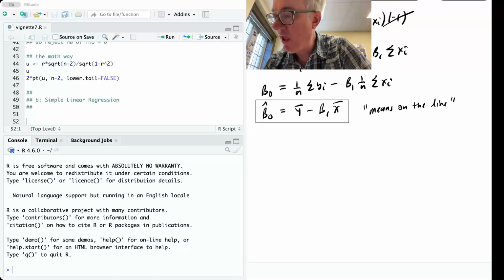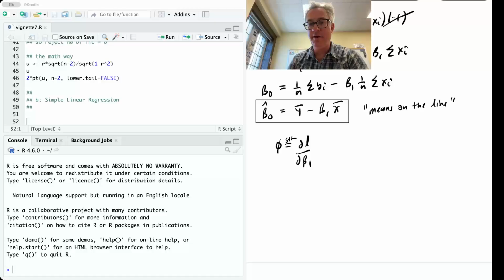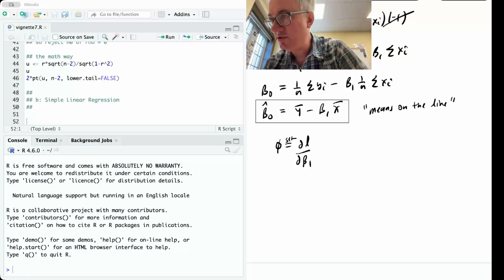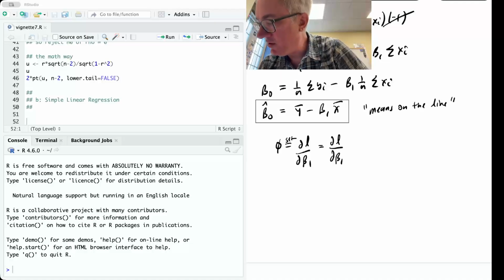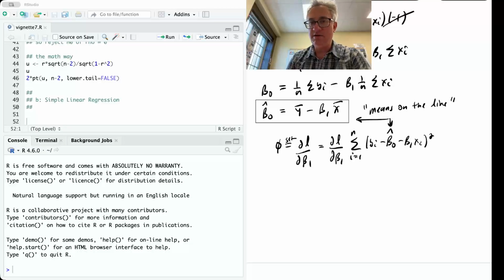So again, same game here. I'm going to set the derivative of the log likelihood with respect to another parameter. Now I'm going to set the slope equal to 0. And again, that's just going to involve the derivative of the least squares part. And I know what to put in for beta naught, because I just solved for it.